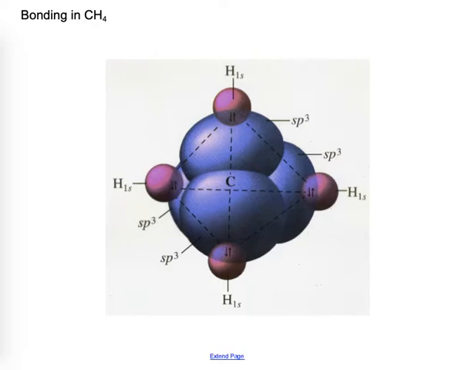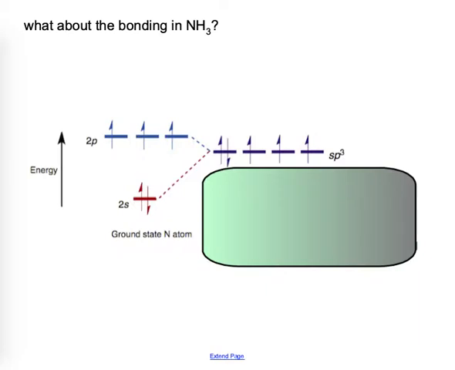So, anytime the central atom has 4 electron pairs that are pointing towards the corners of a tetrahedron, we say that it is sp3 hybridized. Why sp3? Because they come from 1 s and 3 p's. What about ammonia? Well, ammonia has 4 electron pairs pointing towards the corners of a tetrahedron. In the ground state of the nitrogen atom, we have 2 electrons in the 2s sublevel, and we have 3 electrons in the 2p sublevel.